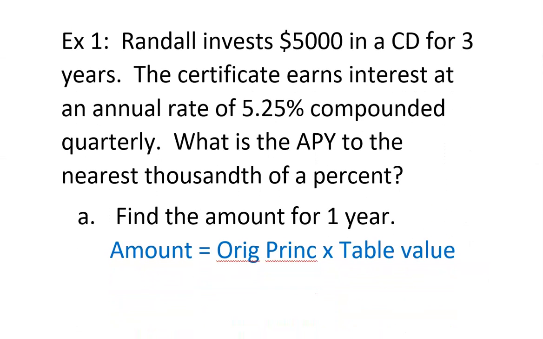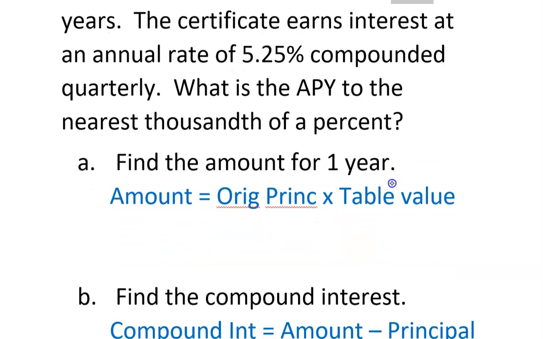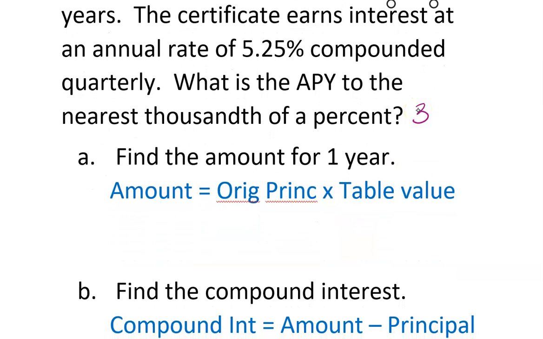Here's our first example. Randall invests $5,000 in a CD for 3 years. The certificate earns interest at an annual rate of 5.25% compounded quarterly. What is the APY to the nearest thousandth of a percent? For this one, the nearest thousandth of a percent is 3 decimal places. So 5.25%. Find the amount for 1 year.